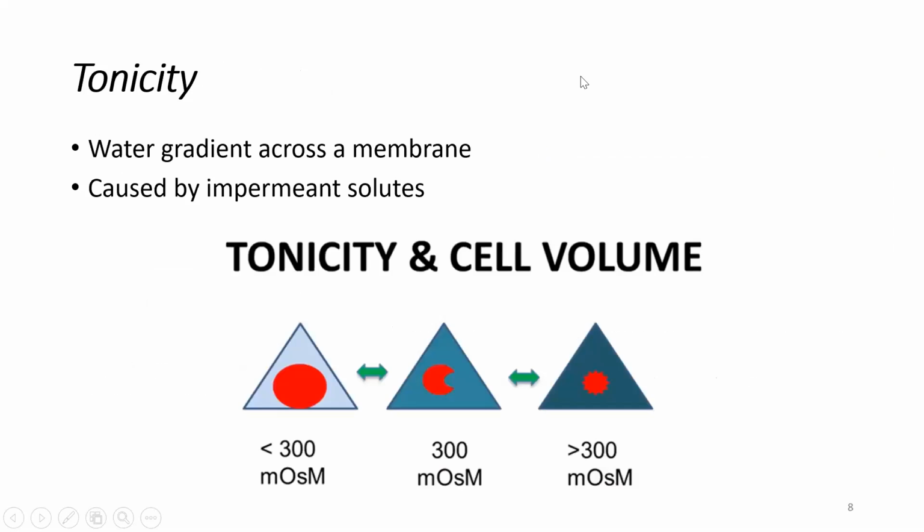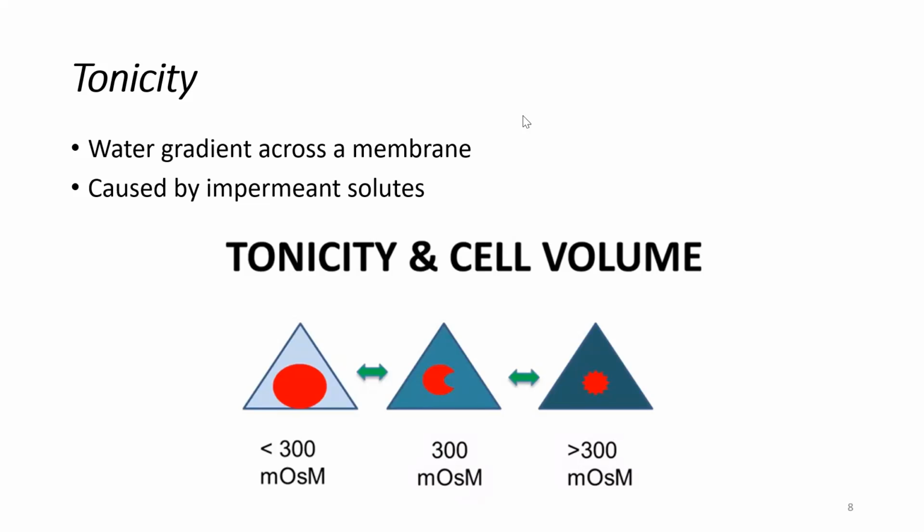Let's now speak about tonicity. Tonicity is the water gradient that moves across a membrane, but this is really a reflection of only the impermeant solutes, so only the solutes that cannot themselves cross the membrane. It's going to be different from the osmolarity because we're not looking at all the solutes. There can be more than one solute dissolved on either side of our membrane, but tonicity only takes into account the solutes or the particles that cannot move across the membrane.